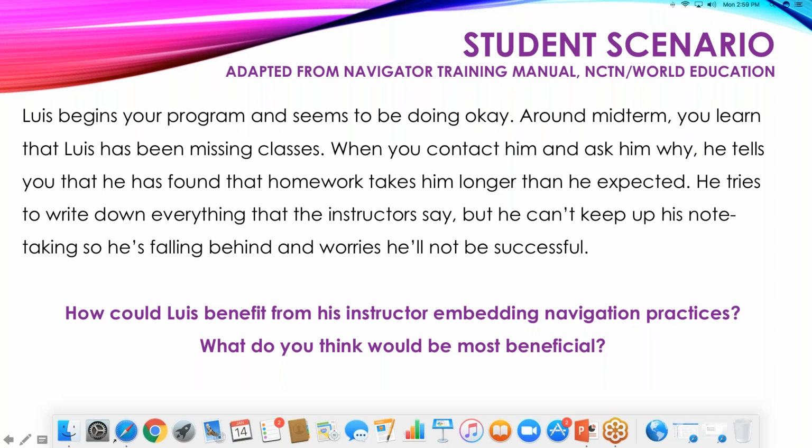So let's see. Yep, highlighting. So we covered that. So Elizabeth says, Luis would probably benefit from explicit instruction on and modeling of note-taking. Yes, there were some nice articles recently in the ABE Connect newsletter about doing this in math classes. Absolutely, wonderful and great connection to the newsletter.